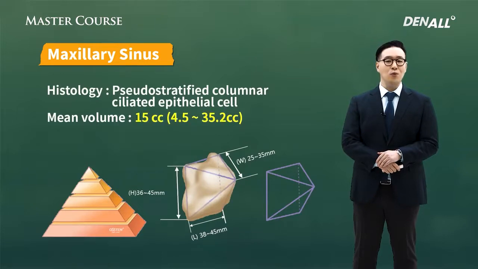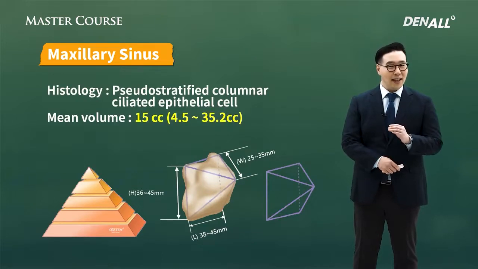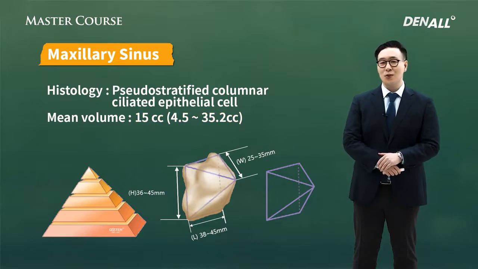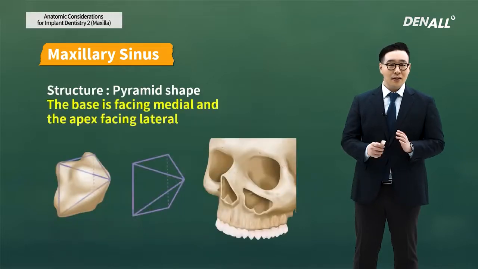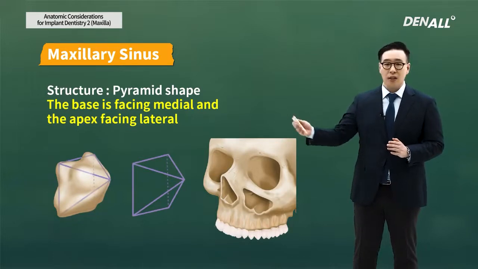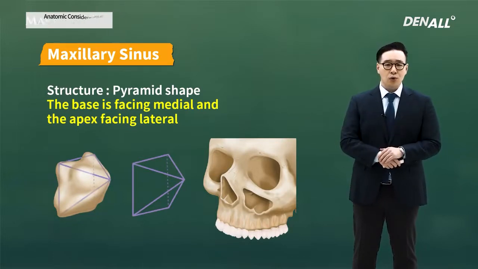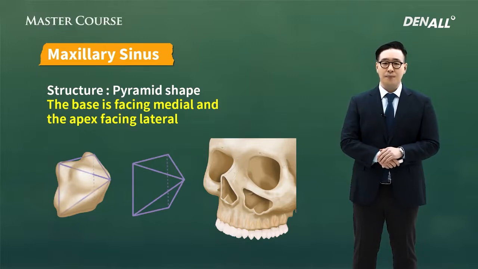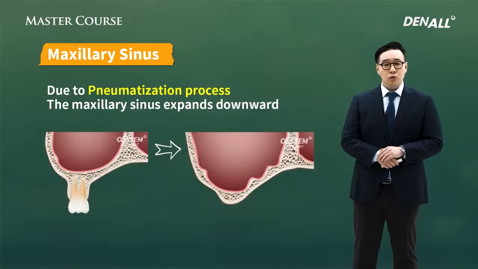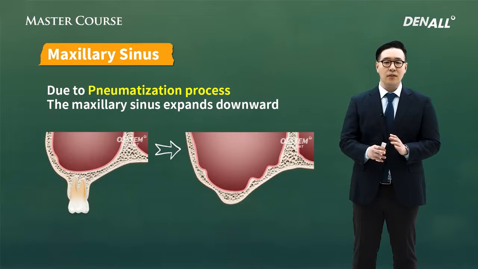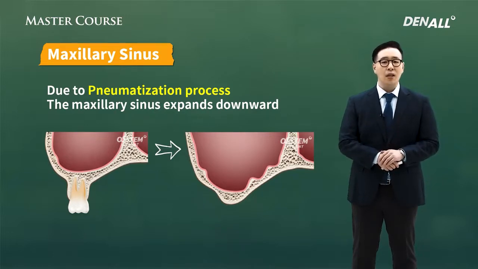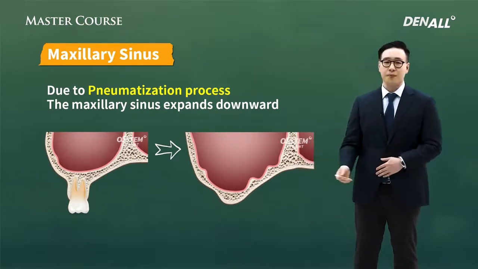Of those, the maxillary sinus is volume-wise about 15 cc, and that's about the same as the cork of a wine bottle. So I think it's easy to imagine. And this maxillary sinus is pyramid shaped, and the base faces the medial wall, and the apex faces the lateral wall. Now, the maxillary sinus floor, due to the pneumatization process, expands downwards after extraction.